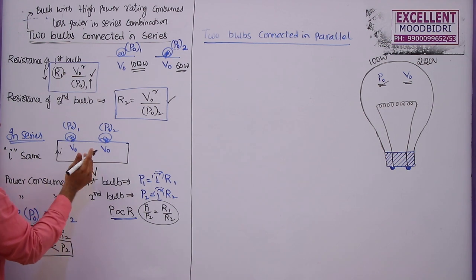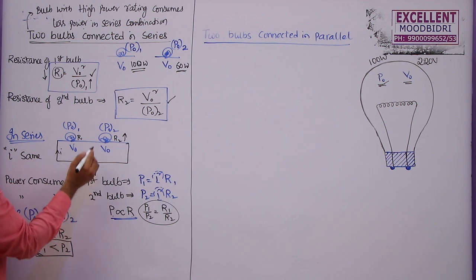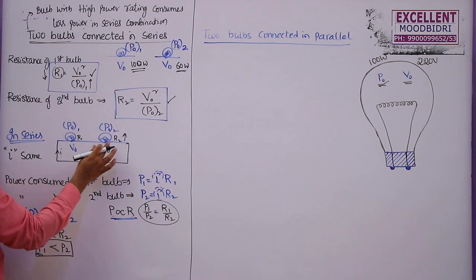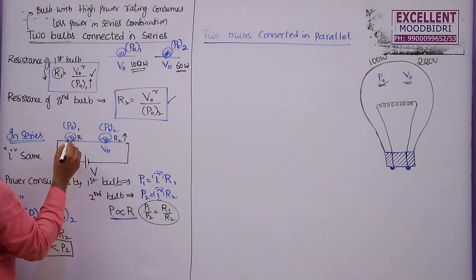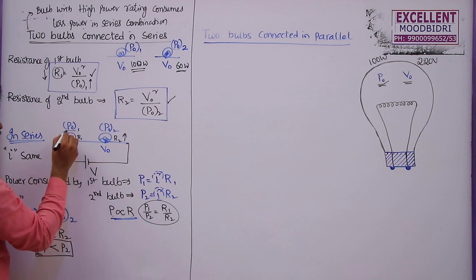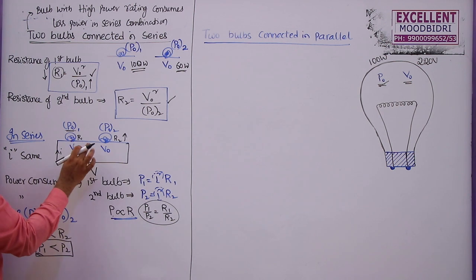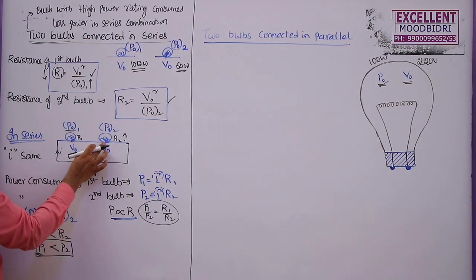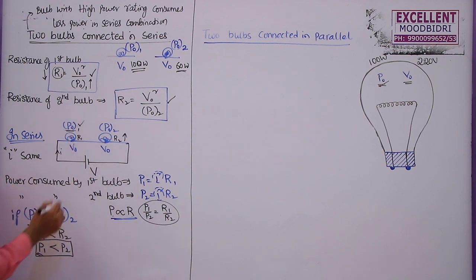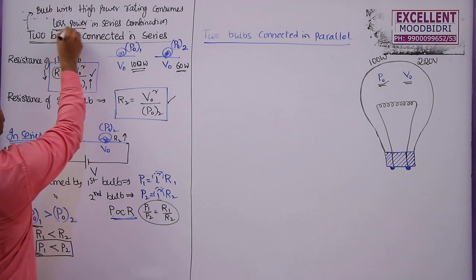When the same current is flowing, this resistance is less, this resistance is more, because the power rating is less, the resistance is more. As it has more resistance, less current should flow, but both are connected in series, so the same current has to flow. That's why this bulb's power rating is more, but it will consume less power. Why? Because if the current is more than the rated value of this one, this bulb will be damaged. That's why high power rating will consume less power here in series combination.